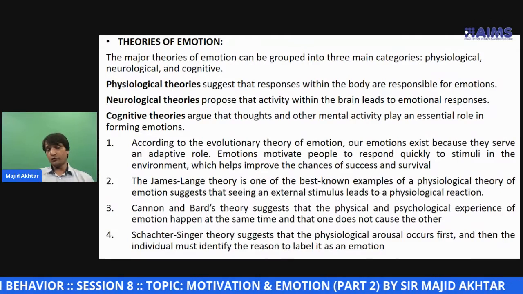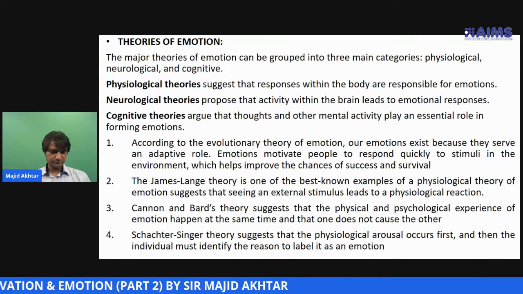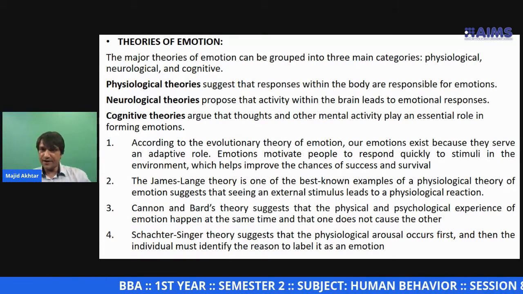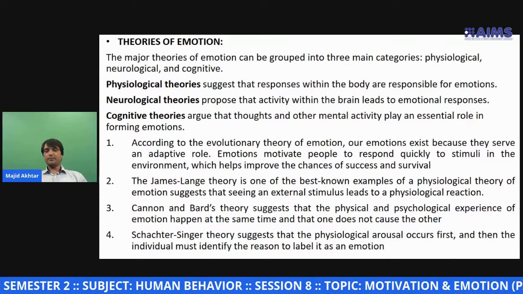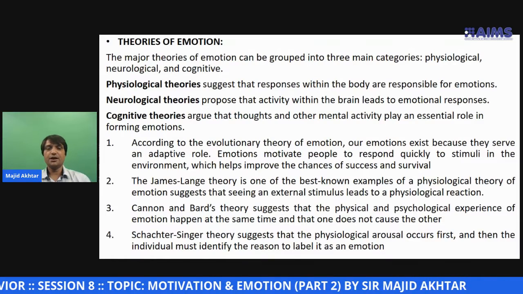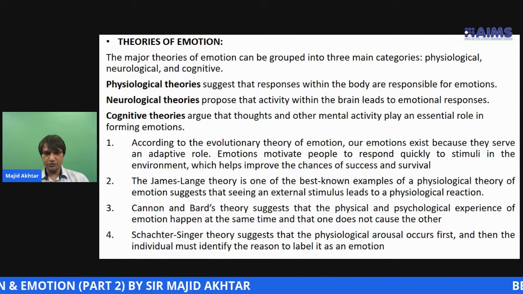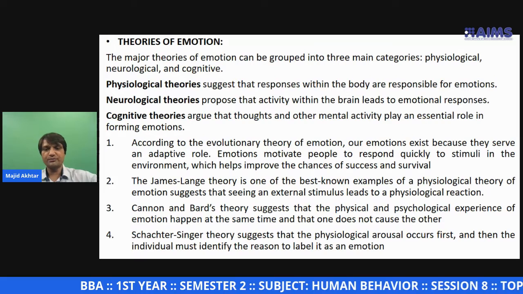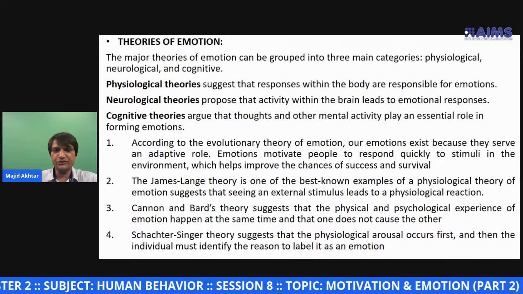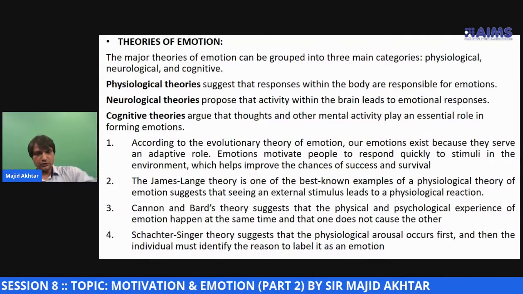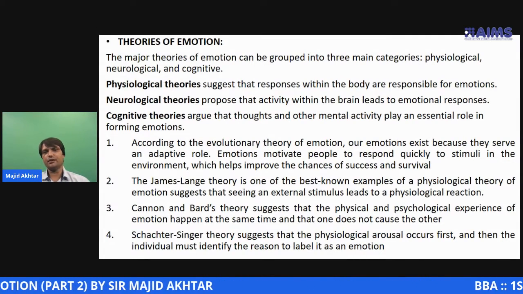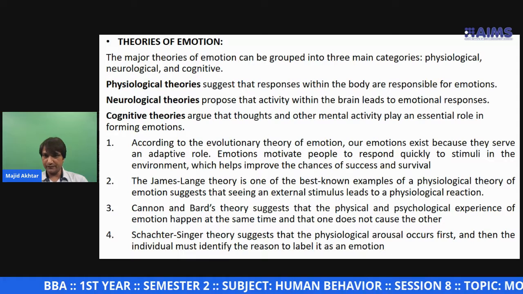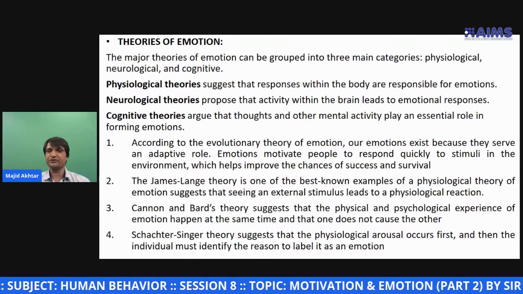There are certain people who can adjust in cold weather, hot weather, these are two climate conditions I've talked about. But in whichever situation that person is, that person very easily acclimatizes or adjusts in that new environment. So the evolutionary theory talks about this: our emotions exist because they serve an adaptive role. Emotions motivate people to respond quickly to stimuli in the environment, which helps improve the chances of success and survival. So when you're being adaptive, you are either getting yourself expanded as per the survival situation, or getting yourself comfortable and cooled as per the survival situation.